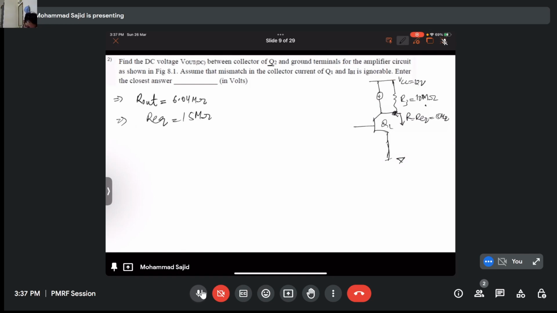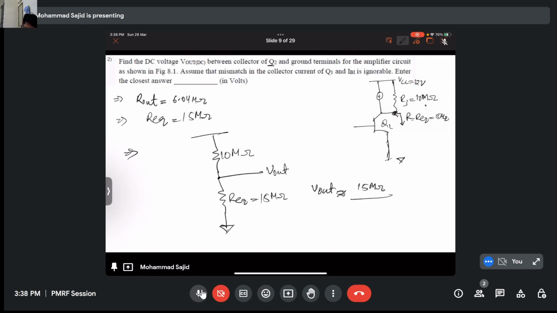Now can you see we have VCC, 10 mega ohm, and then we have another resistance, that is R equivalent equal to 15 mega ohm. Now we have to find this voltage. So V out is nearly equal to 15 mega ohm. There may be some other terms, but this is a very quick way to answer the question. So we can directly write 15 mega ohm plus 10 mega ohm.